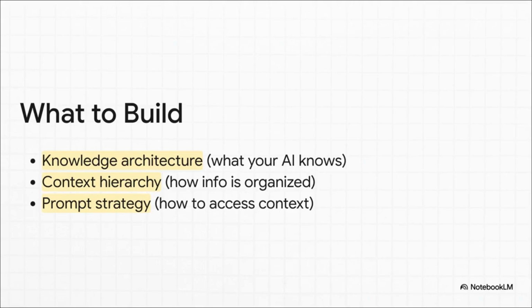It really breaks down into 3 layers. First, there's your knowledge architecture. That's what you want your AI to know, your secret sauce. Second is the context hierarchy. That's how all that information is organized so that AI can use it effectively. And finally, there's your unique prompt strategy. That's how you specifically access all that context you've built.